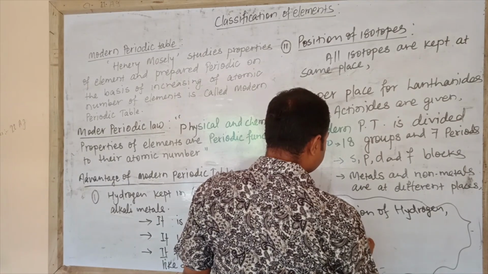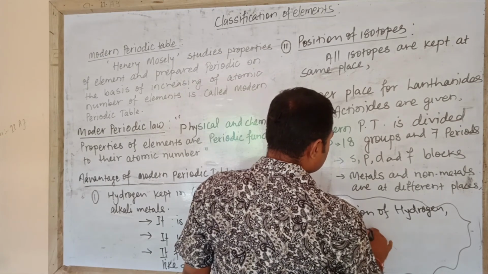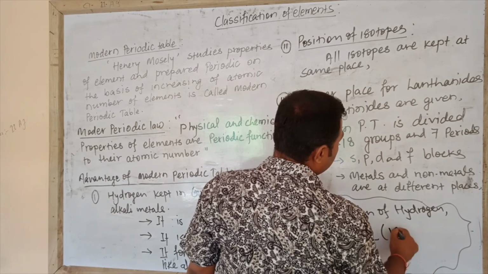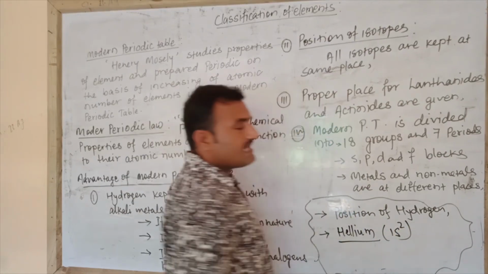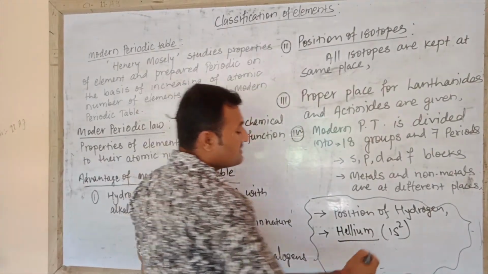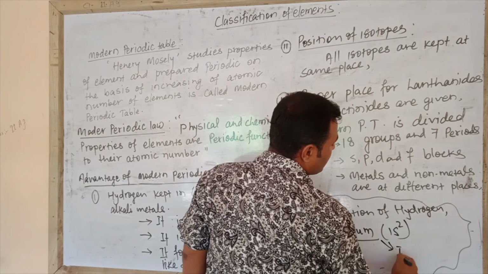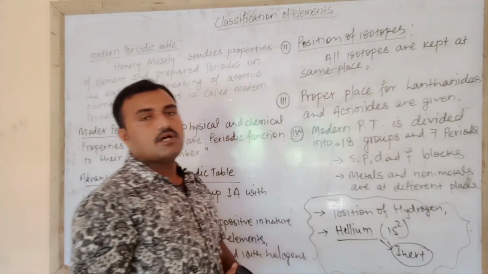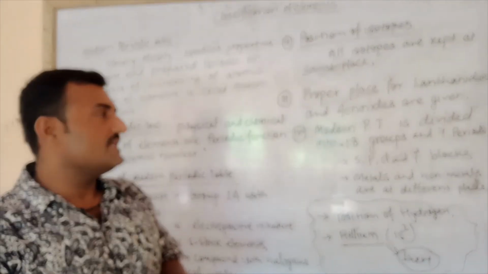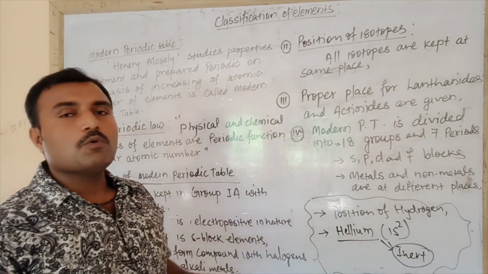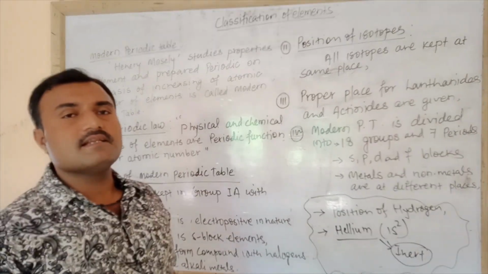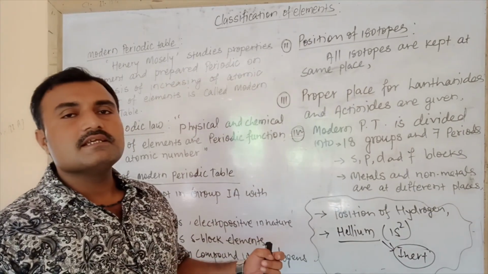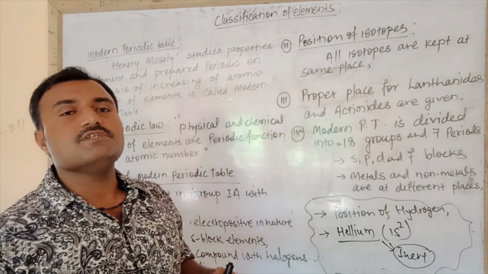Other, helium. When we write the electronic configuration of helium, it is an s-block element. But it is an inert gas, therefore it is kept along with noble gases, in group 0. And more about the classification of elements we will discuss in the next video. Thank you.